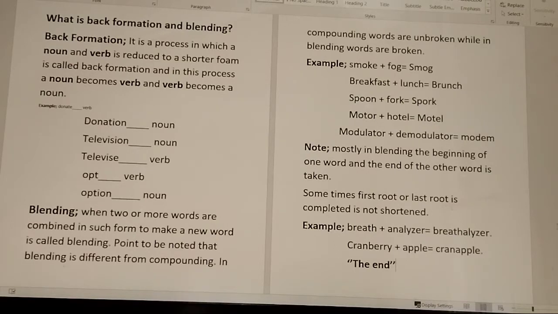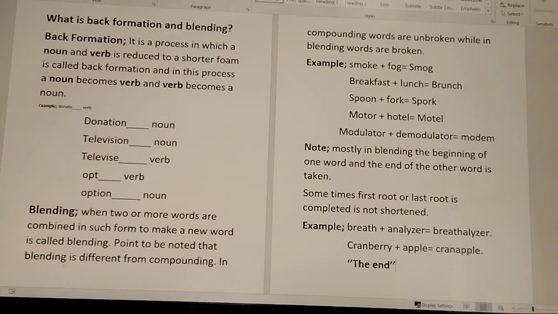But one thing should be remembered here: there are many nouns ending in er, ar, or or that are reduced to form verbs, like worker. Worker is a noun, now it became a verb, work. The same with editor. Editor is a noun, now it became a verb, edit.